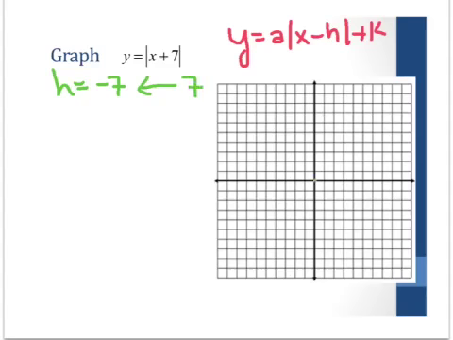So I plot my parent function. And then I'm going to shift all of these points to the left 7 units. Still keeping that positive 1 slope to the right of the vertex and negative 1 slope to the left of the vertex. And that's only because there's no numbers in front of the x. So connecting my dots.